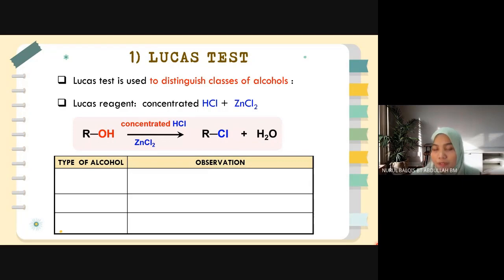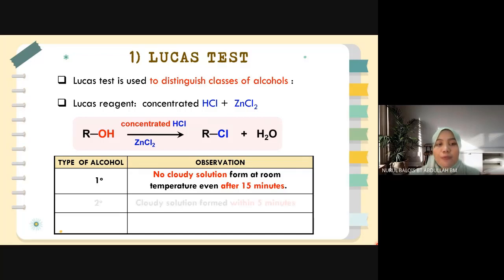For the type of alcohol, primary: the observation is no cloudy solution formed at room temperature even after 15 minutes. It means it does not form a cloudy solution. For secondary, it will form a cloudy solution but after 5 minutes, a bit slower. And then we have tertiary: cloudy solution formed immediately.